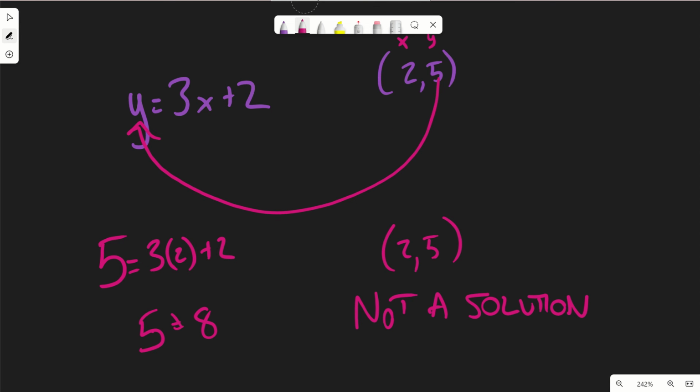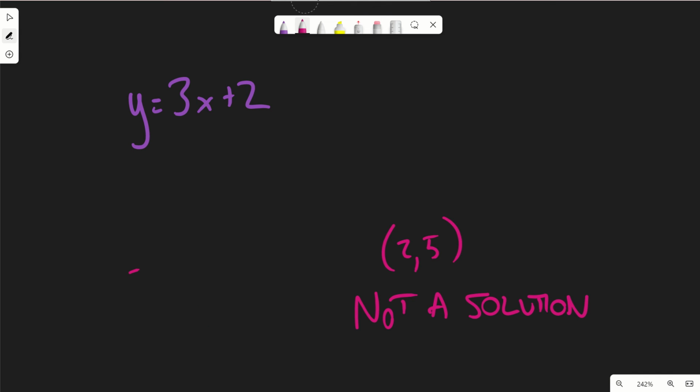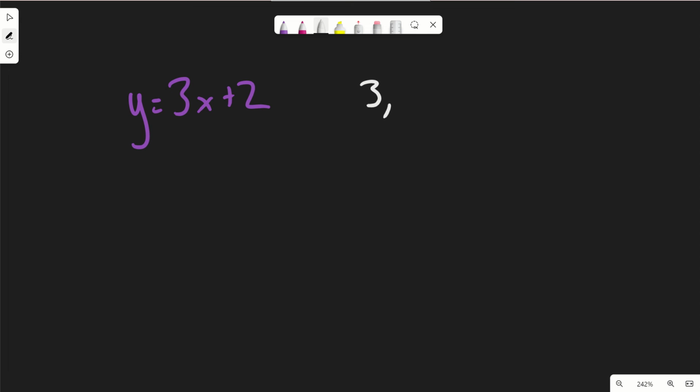What about this same math problem here, but with the point 3, 11? Is 3, 11 a solution? All right, so that is the first thing we're talking about, is an ordered pair a solution. Next, what we're going to do is talk about how to make a table of solutions or a table of ordered pairs.